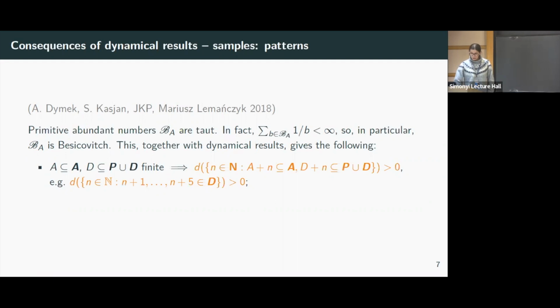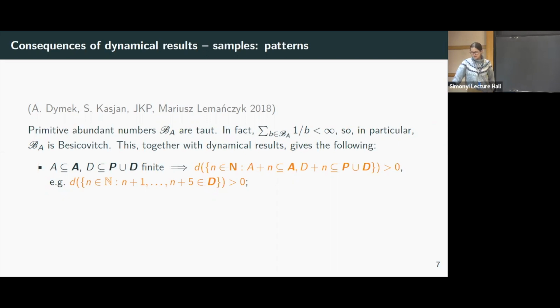Okay, so we go back to the example with abundant numbers. The first fact about primitive abundant numbers, which is important here, is that this is a taut set. In fact, there is more. The series of reciprocals is convergent. And this gives you not only that this set is taut, but also that the set of multiples will have density, so the density will exist. And this, together with some dynamical results, gives the following.